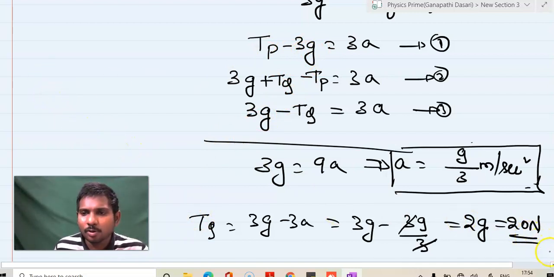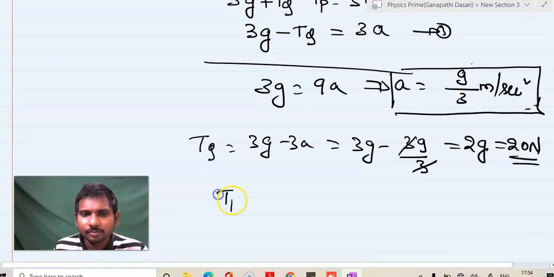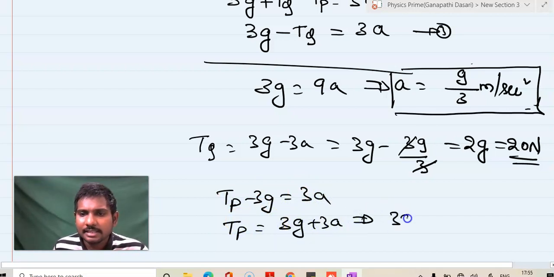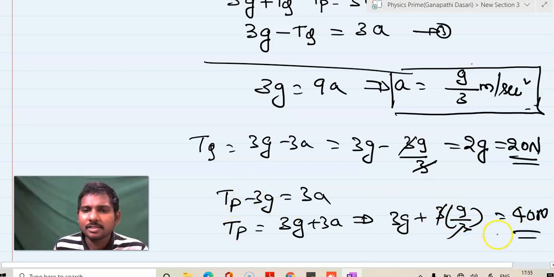TP minus 3G is equal to 3A. That means TP is equal to 3G plus 3A. That implies 3G plus 3 into A, which is G by 3. 3 cancel. It is 4G. That is 40 newtons. So TP is 40 newtons and TQ is 20 newtons here. And then finding out TR.